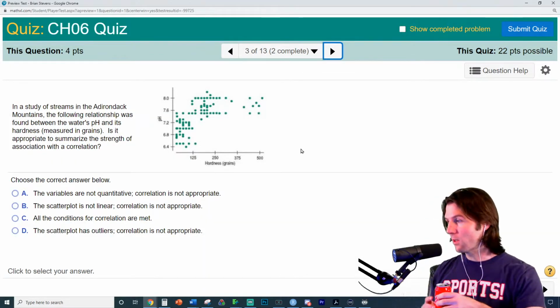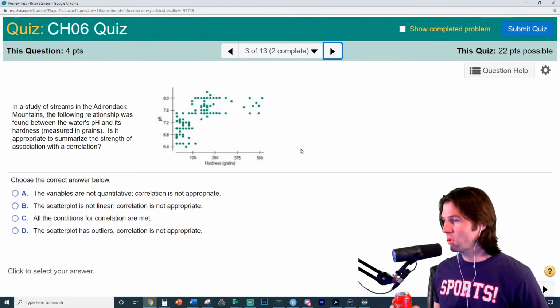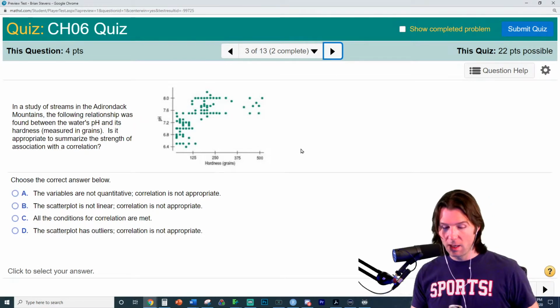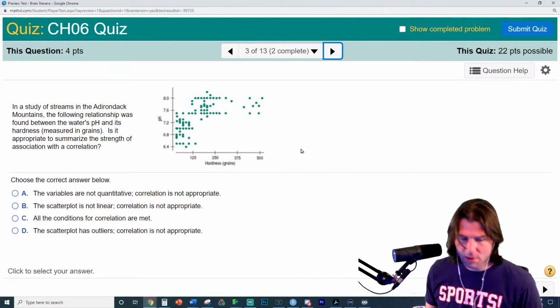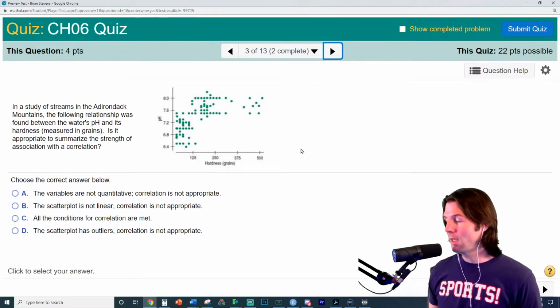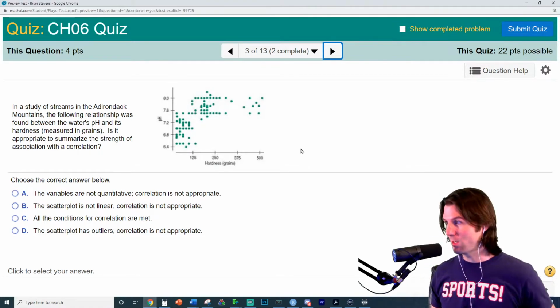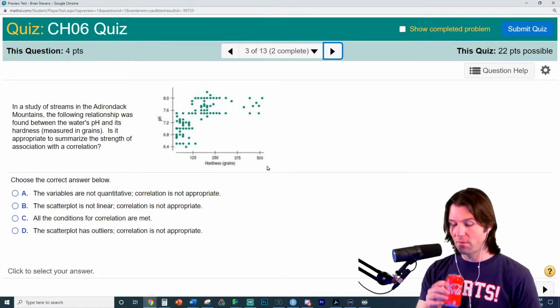This one right here goes over the QQ, straight enough, no outliers. We will eventually say plot doesn't thicken, but correlation only has 3 conditions. QQ, which means both variables are quantitative. This one says the hardness of water in terms of grains. Is that how we measure it? It's water's pH, and its hardness measured in grains. Didn't know that's how we measured it. That is going to be quantitative. You notice it's a real number. And we have the pH, which is quantitative, so that means QQ. The next condition is straight enough.